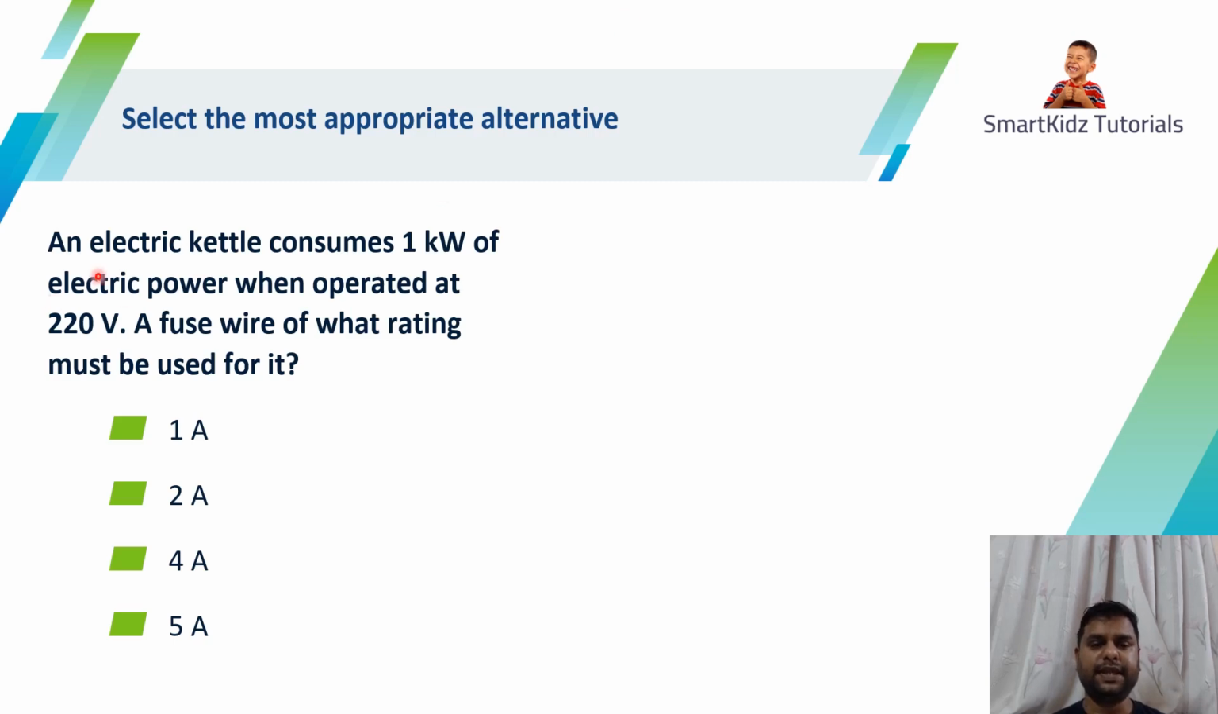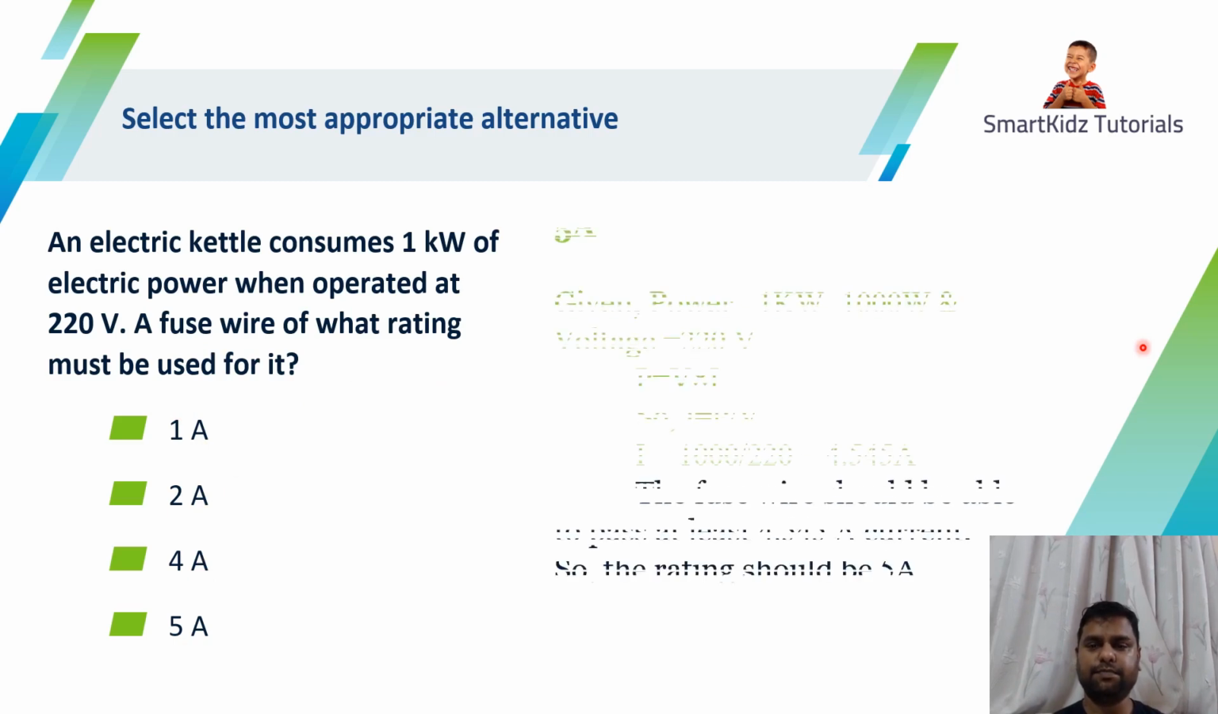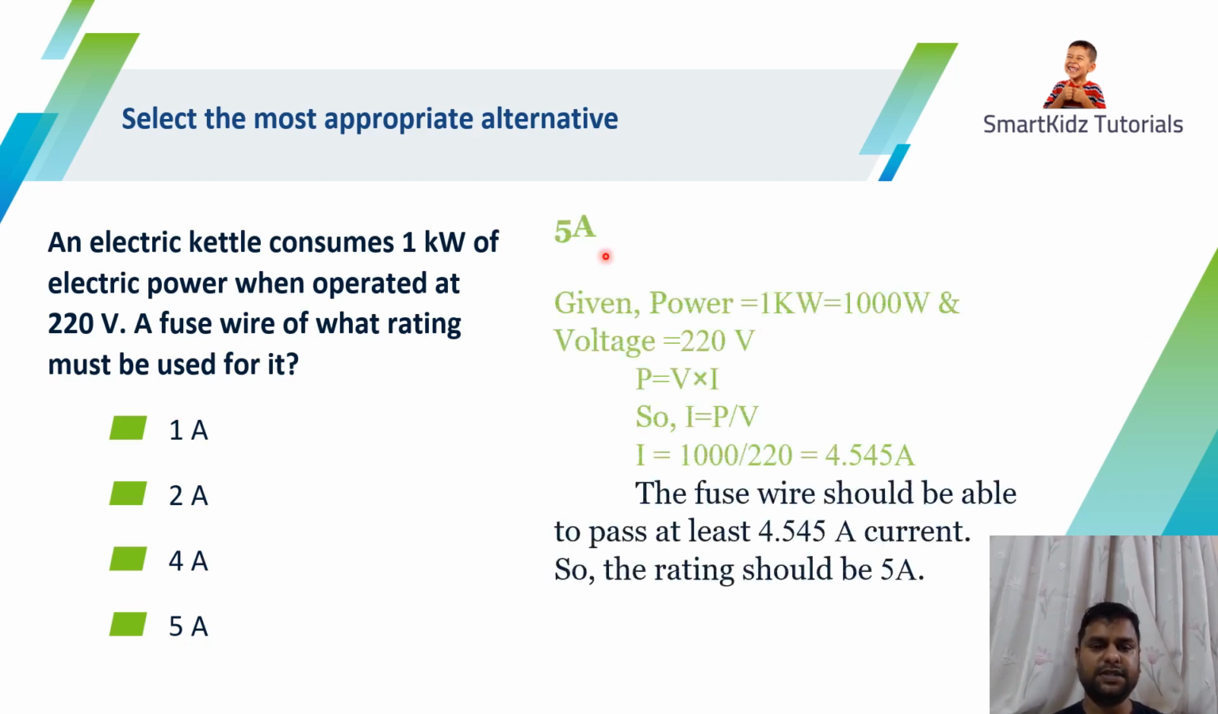The next question: an electric kettle consumes 1 kilowatt of electric power when operated at 220 volt. A fuse wire of what rating must be used for it? And choices are 1 amp, 2 amp, 4 amp, 5 amp. Let's have a look at the problem solving. So the answer is 5 amp.